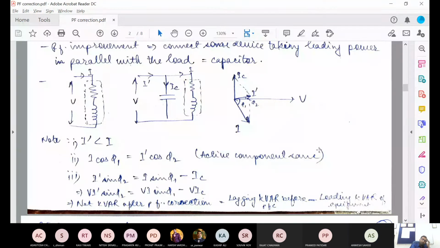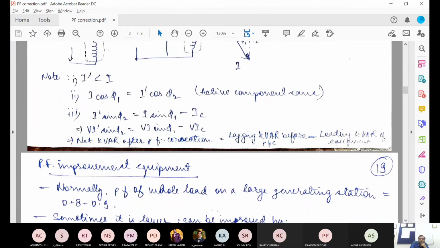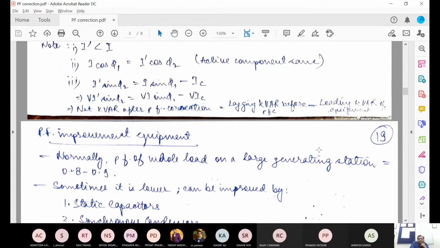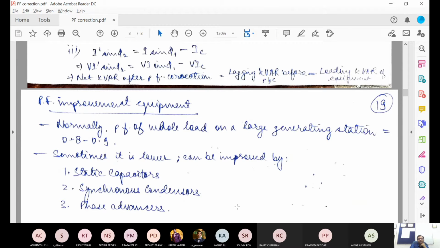Okay. So this was the basic idea and basic concept behind power factor correction. Now let's look at some conventional equipment which is used for power factor improvement. Typically, in the generating station we discussed in detail in previous classes, the generating equipment has excitation control and governor. The excitation control is the important thing with respect to power factor as well.